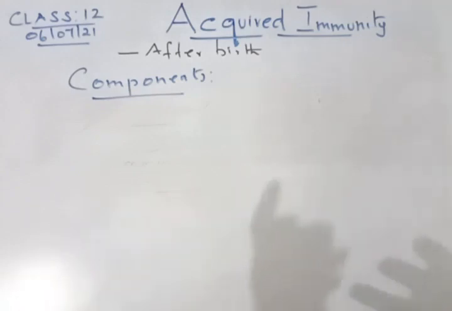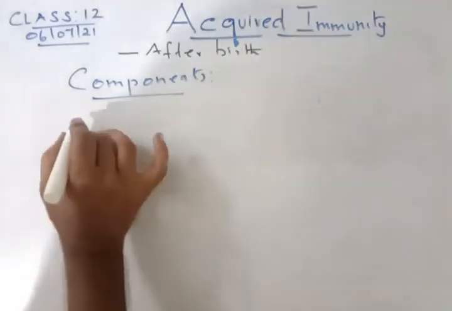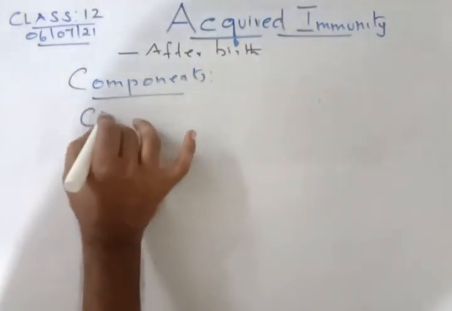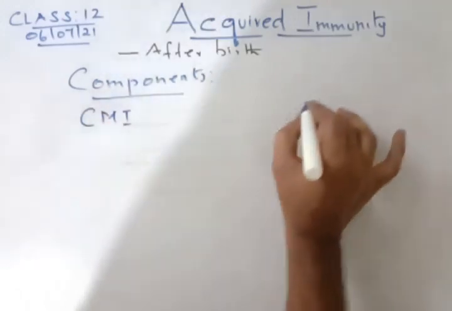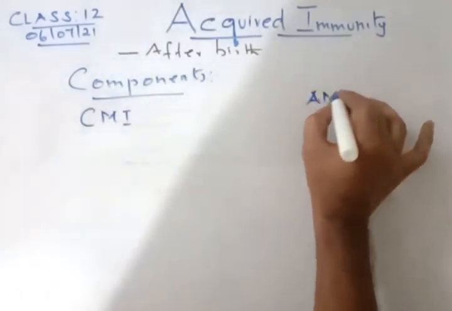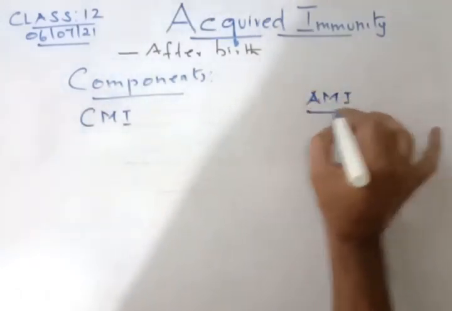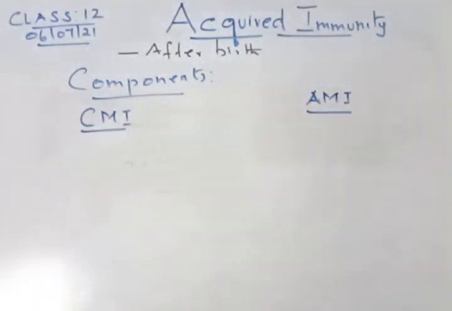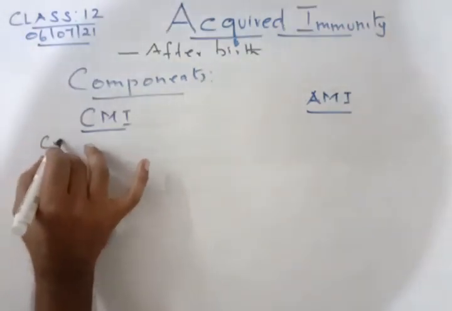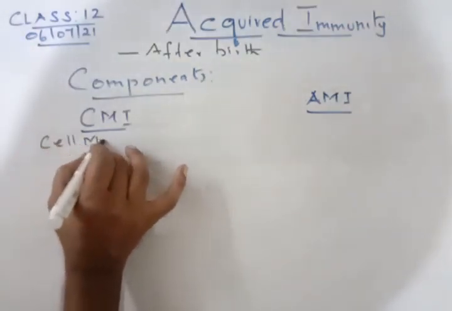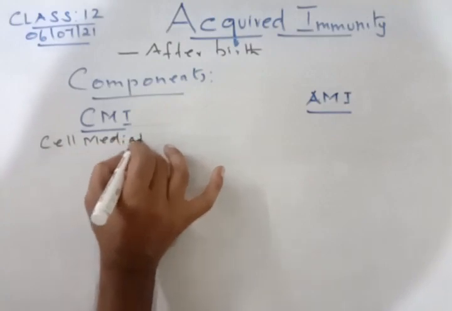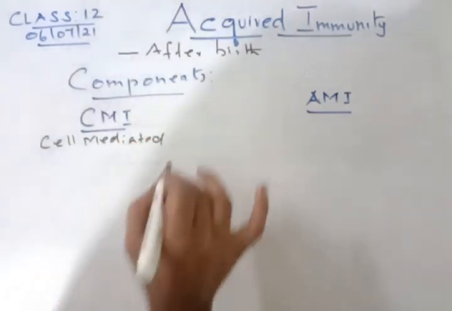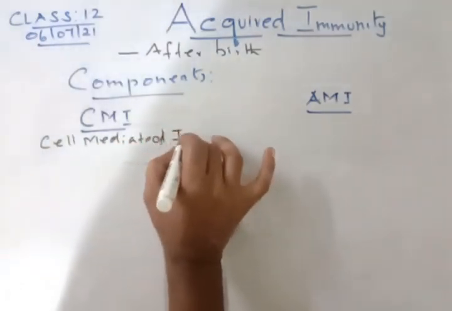So there are 2 components. One is called CMI and the other one is called AMI. First I will tell you what CMI and AMI are, then we will discuss CMI and AMI in detail. The expansion for CMI is cell mediated immunity.